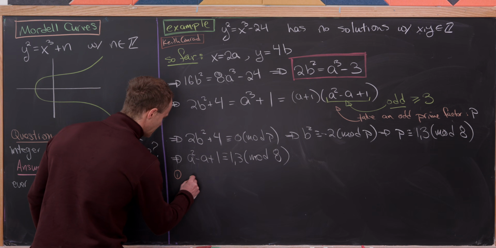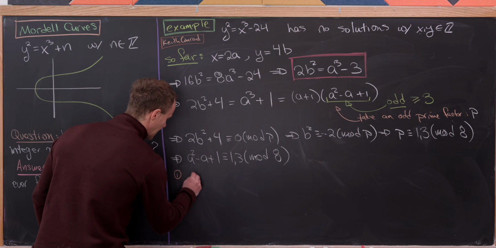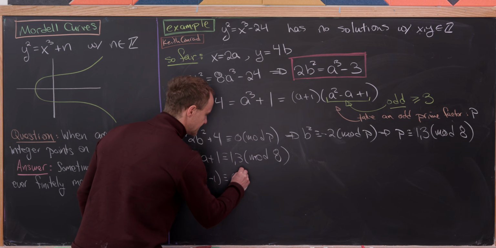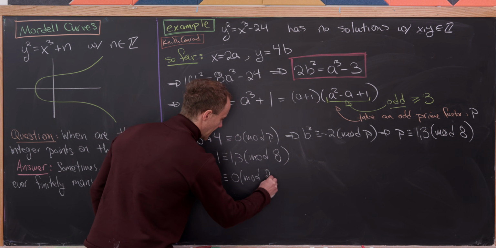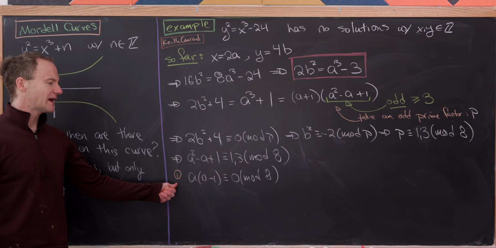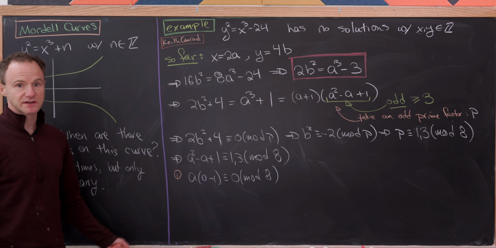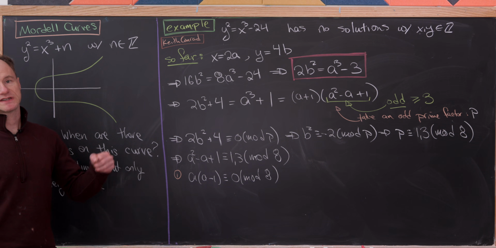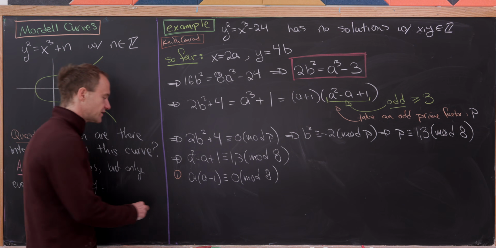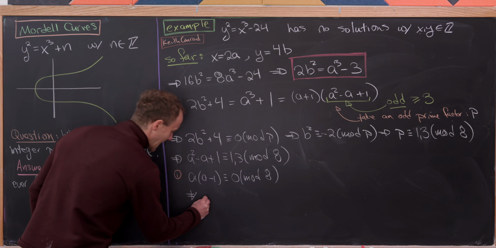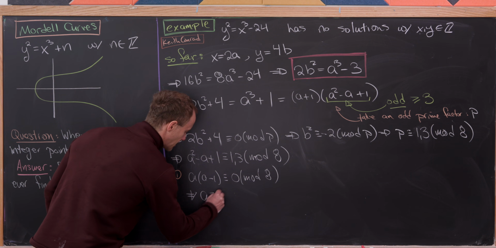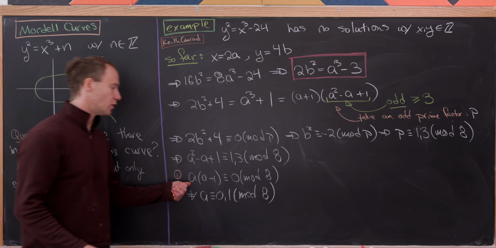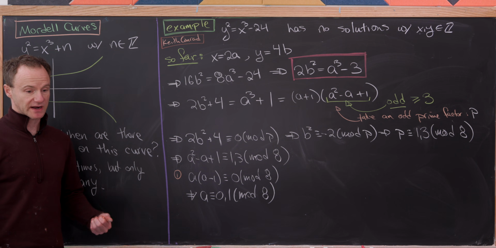But then we can subtract 1 from both sides, and we'll have a times a minus 1 is congruent to 0 modulo 8. But then we can make a congruence chart to find solutions to this, or really you're looking for places where a is congruent to a squared mod 8. And you'll see that the only way for that to happen is for a to be congruent to 0 or 1 modulo 8. Those are the only solutions to that quadratic congruence.